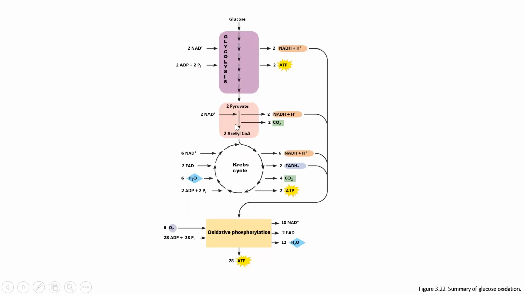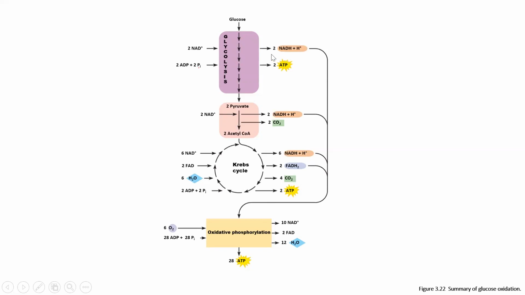The substrate for the linking step is pyruvate. For the Krebs cycle, it's acetyl-CoA. And for oxidative phosphorylation, it's the electrons, okay? What are the substrates for each of these stages? I also want you to know what's being yielded. So what are the products for each of these phases?